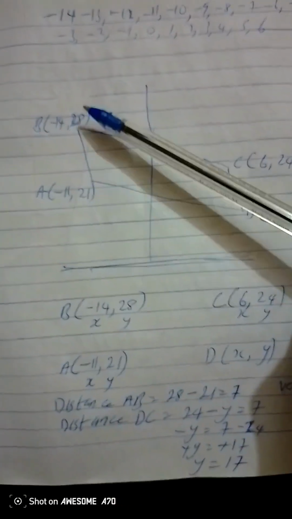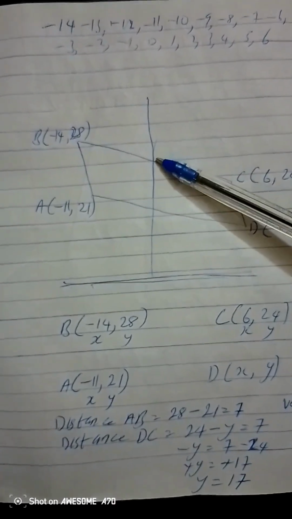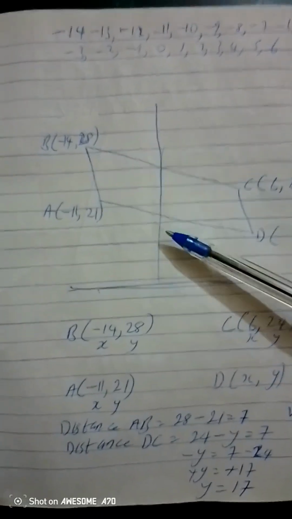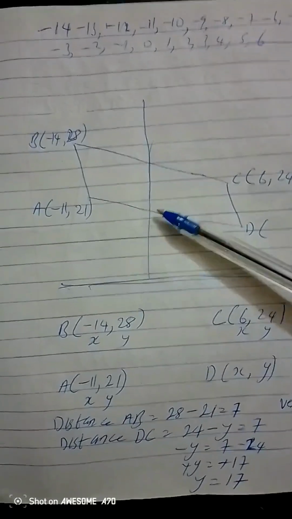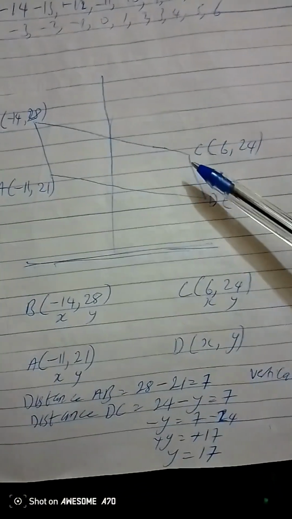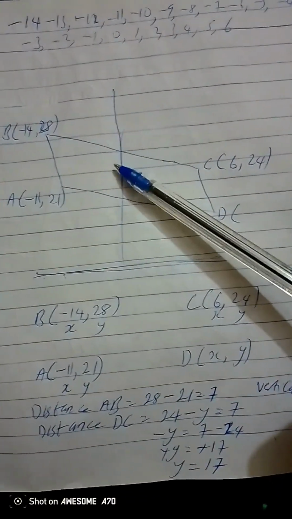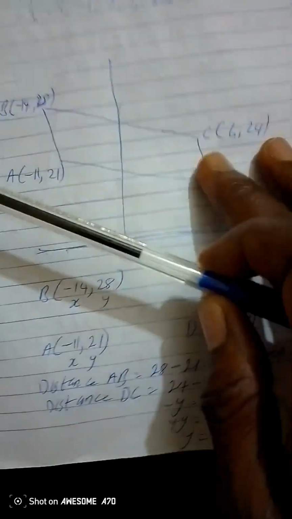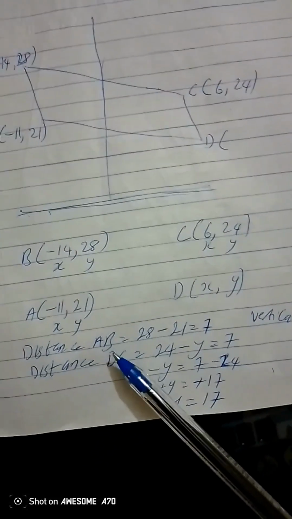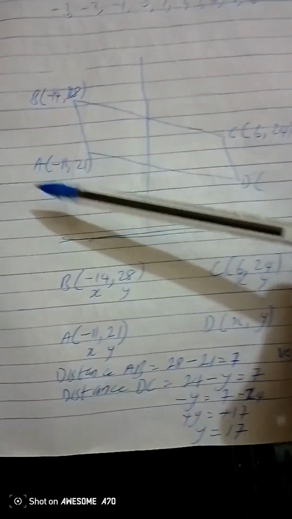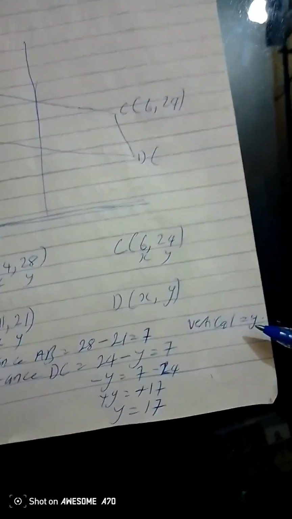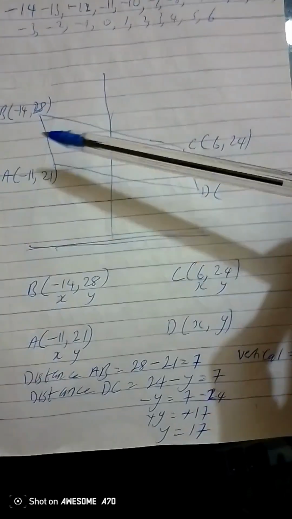The distance between this 28 on the y and 21 will be the same distance between C to the y here and D to the y. So I also get my distance AB, A to B on the y-axis. That's the height. Vertical y is vertical y. That will be this distance y.